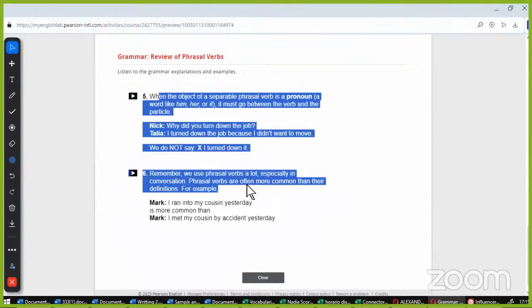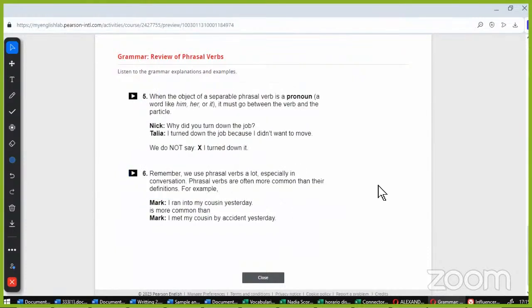Okay, finally. When the object of a separable phrasal verb is a pronoun, a word like him, her, or it must go between the verb and the particle. What did you do about the job? I turned down the job because I didn't want to move. We do not say, I turned down it. Remember, we use phrasal verbs a lot, especially in conversation. Phrasal verbs are often more common than their definitions. For example, I ran into my cousin yesterday is more common than I met my cousin by accident yesterday.